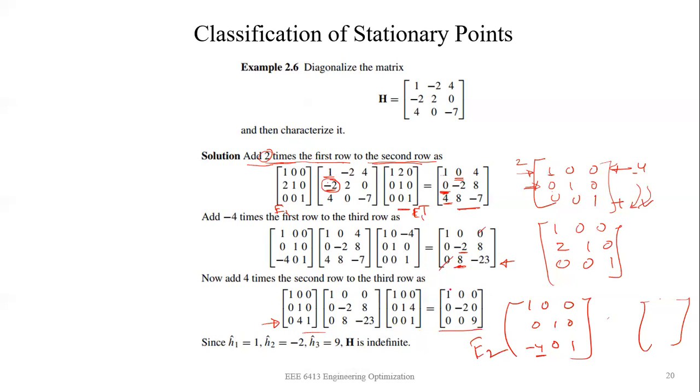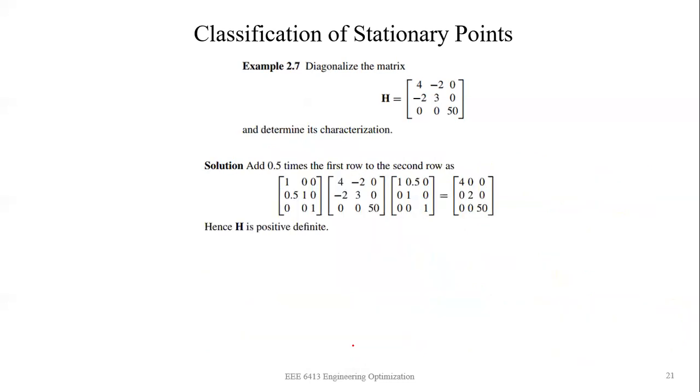Now, as you can see, on the diagonal, one is positive, one is negative. Either all of them have to be positive for a positive definite matrix, or all of them have to be negative for a negative definite matrix. For positive or negative semi-definite, you can also allow 0. But here, some of them are positive, some are negative, so H is indefinite. It doesn't correspond to a positive value.